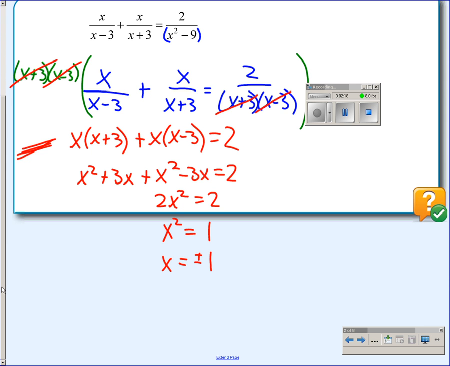So then we look at the domain of the function. The domain is all real numbers, except x cannot equal 3 or negative 3. Since neither of our solutions are 3's, we are fine with that answer, and so our two solutions are x equals 1 and negative 1.